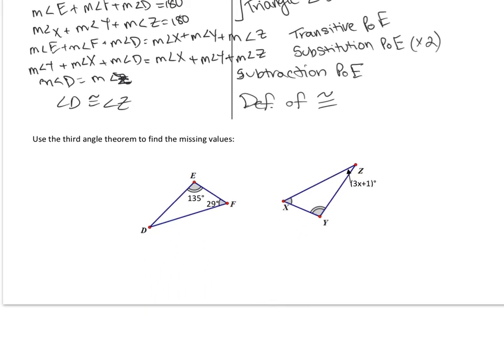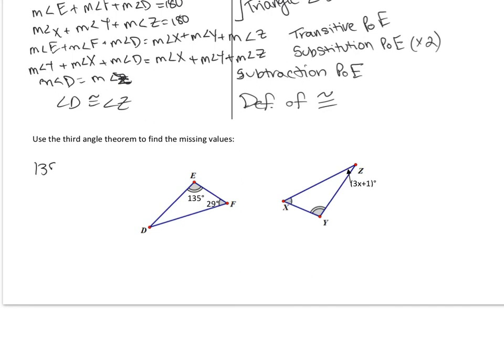Then, finally, we also need to be able to use third angles to find missing values. And the third angle theorem is really useful because it means looking at this triangle right here, I can see that X is the same as F and E is the same as Y, therefore D must be the same as Z. And I can find the measure of angle D pretty quickly.